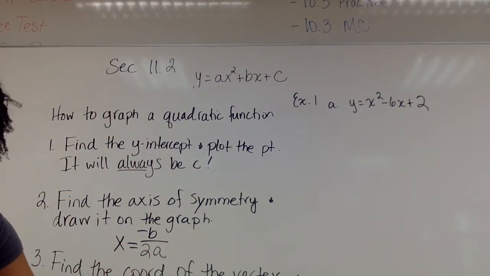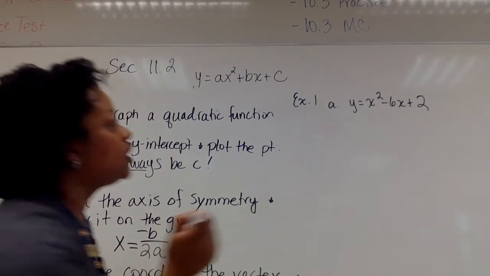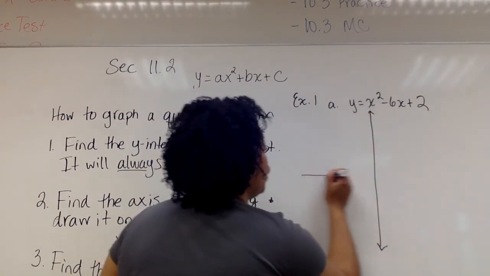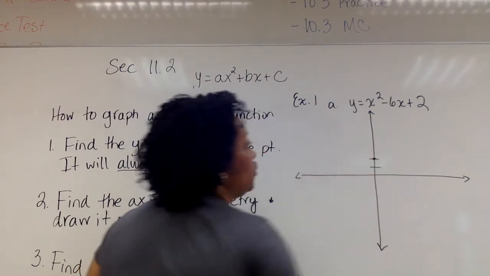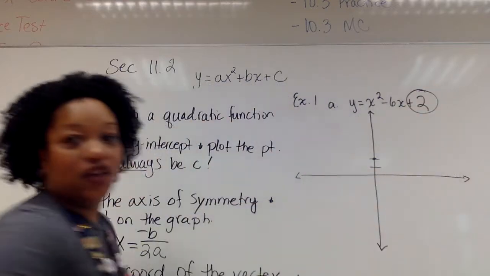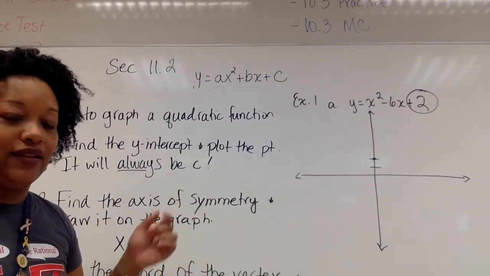Okay, it's positive 2. So what we're going to do now is plot our y-intercept. That's my C. So you should have a point at y equals 2 on your graph. There's the 2 right there because see, this is your C. So that's your y-intercept. Okay? That's the first step. Done.